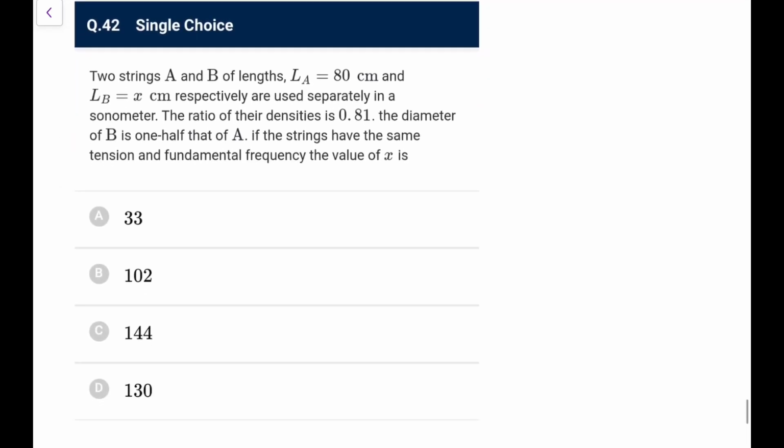Two strings A and B of length LA and LB are used separately in a sonometer. The ratio of their density is 0.81. The diameter of B is 1/2 that of A. The strings have the same tension and fundamental frequency. So fundamental frequency is V by 2L.